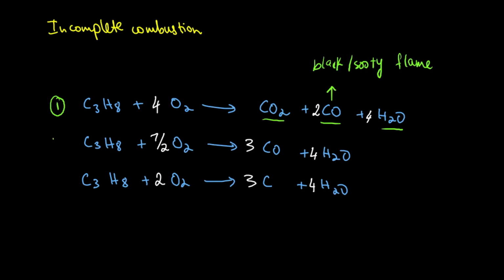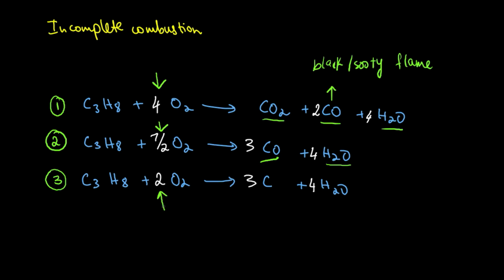The second case of incomplete combustion occurs when there is even lesser oxygen provided. So first there were 4 moles of oxygen provided, now there are 3.5 moles of oxygen provided, so lesser moles. Then that would result in no carbon dioxide being formed, instead carbon monoxide and water will form. Okay, and then the final case of incomplete combustion is when there are 2 moles of oxygen.